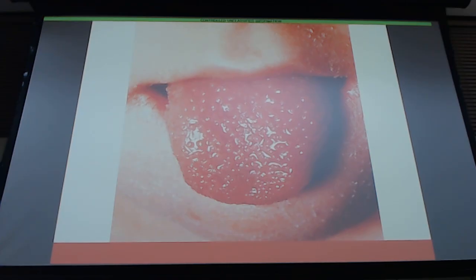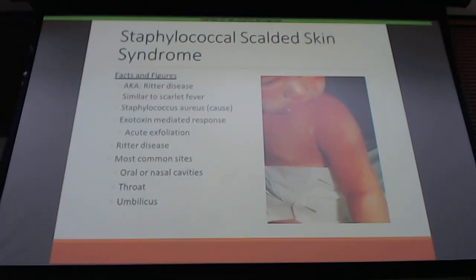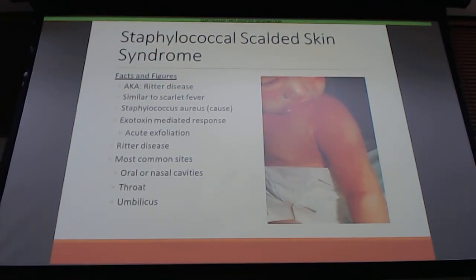All right, there's a couple of other things that also have strawberry tongue. It's not just scarlet fever. Right? Kawasaki's disease is one that comes to the top of mind, where people will have a strawberry tongue appearance as well. So, not necessarily pathognomonic. All right. Staphylococcal scalded skin syndrome.